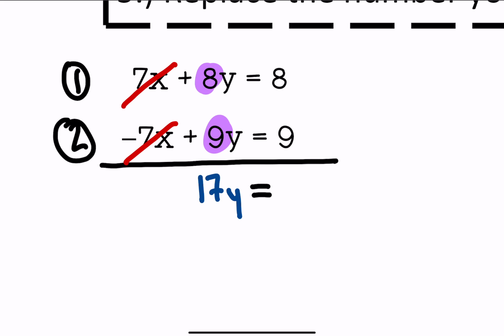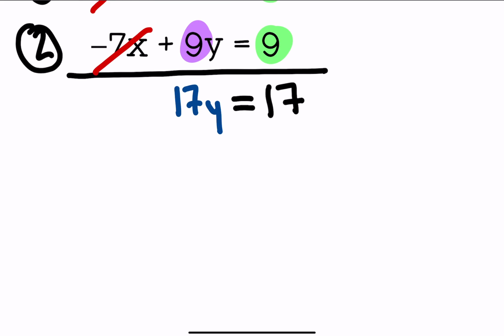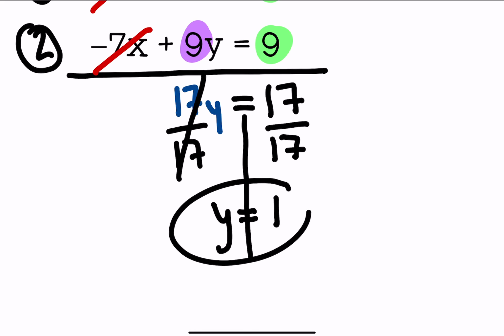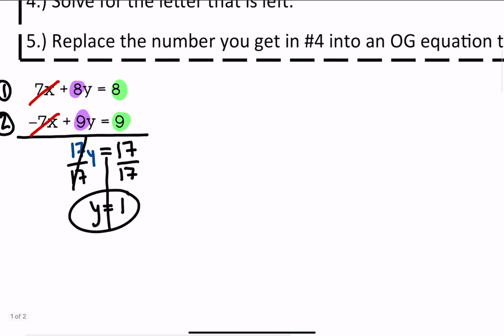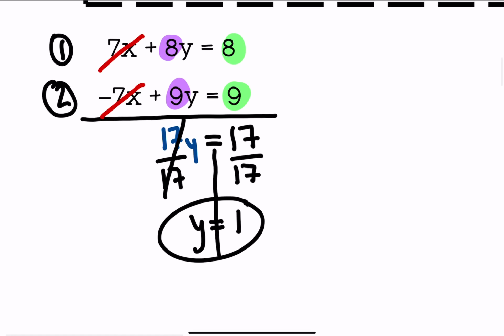Don't try. And then we have 8 plus 9, which gives us 17. Hey, look at this. We've canceled something. We only have one letter type left that we can solve for. What we can do is divide by 17 on both sides so that we get y equals 1. This is lovely. So far, remember our solutions need to be in the order x, y. We know that y's number is 1. We need to figure out x's number.